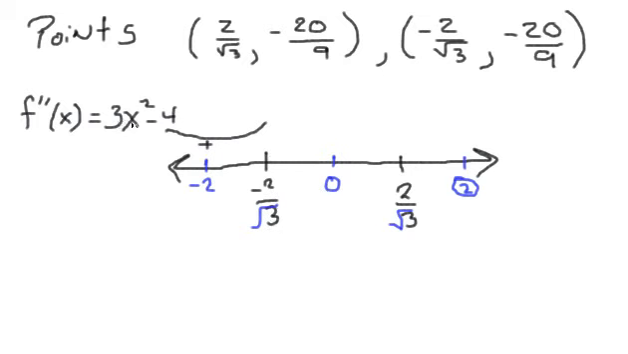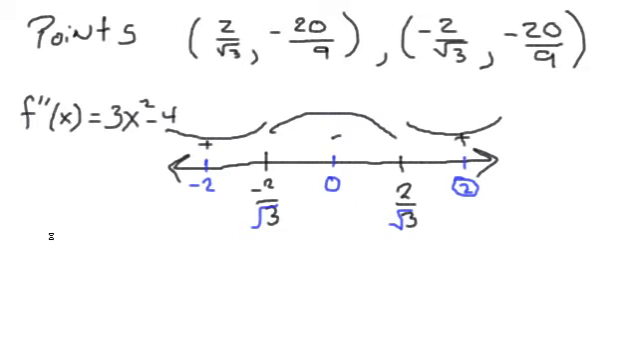Then we plug 0 in, and we get a negative number. So we know that that's going to be concave down. Then we take 2 and plug it in, and of course that's going to be positive also. Right, 2 squared, this would be the same thing as plugging negative 2 in. So that's going to be concave up.